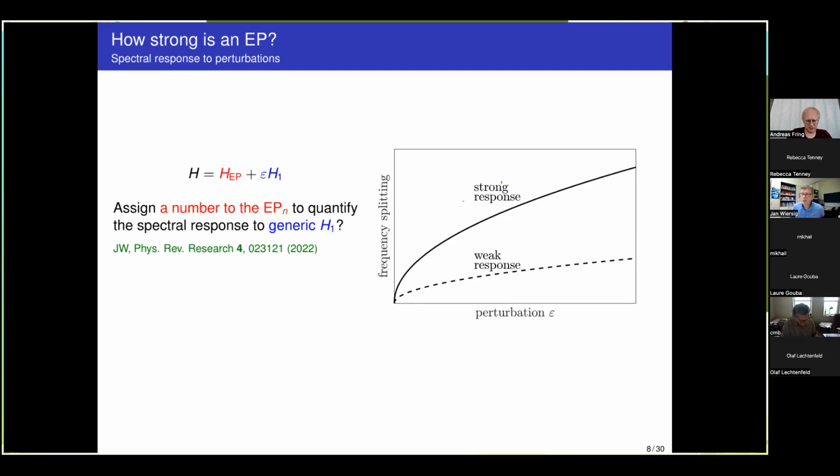What we, of course, can always do is take our two exceptional points, add the perturbation, here called epsilon times h1, calculate the eigenvalues, and then compare the eigenvalues. Of course, this is trivial. But I would like to ask, can we do this in some sense simpler and more general? Can we really assign a single number, independent of the perturbation, for a generic, typical perturbation? And the answer is yes, we can.